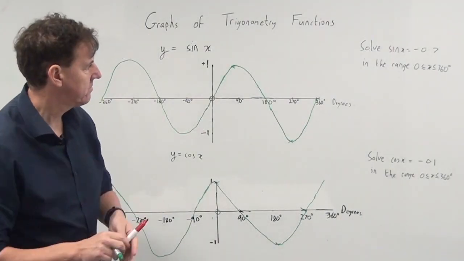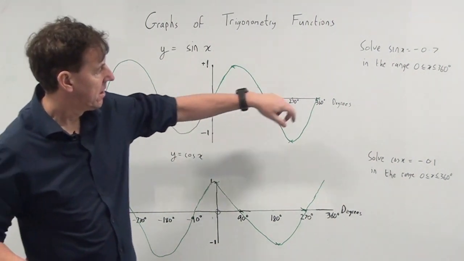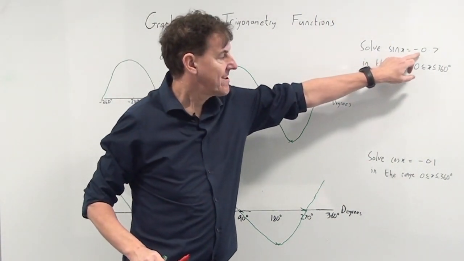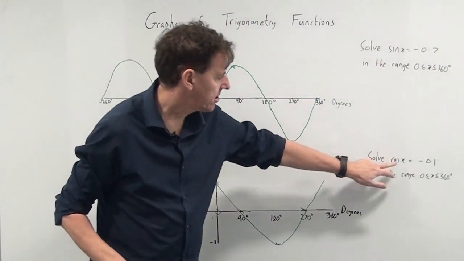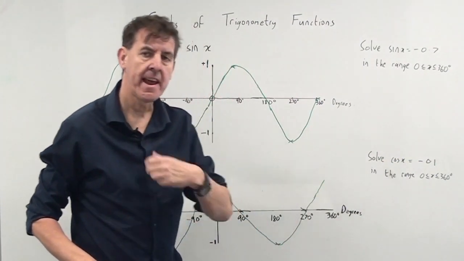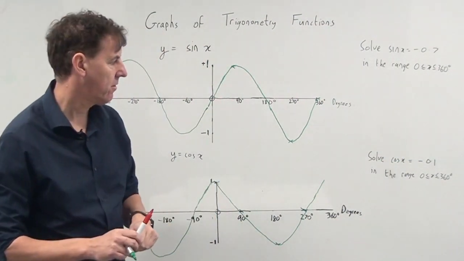So let's look at these two trig equations we've been asked to solve this time. And just notice the subtle difference. We've got sine x is equal to negative 0.7. And on this second trig equation, cos x is equal to negative 0.1. So we've now got some negative equations to solve.